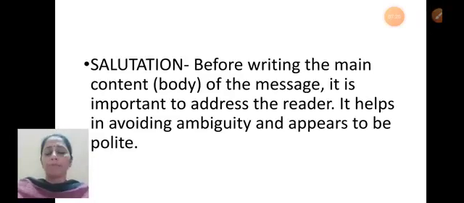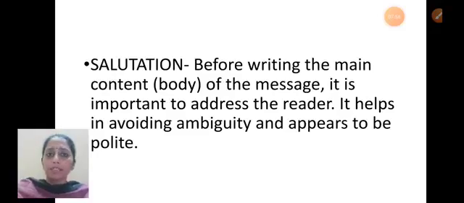Salutation. Very important. Before writing the main content of the message, it is important to address the reader. It helps in avoiding ambiguity and appears to be polite. Before you start writing the main body of the message, for example, if you're writing a message for your mom, you will write mom and then you will begin with the body of the message.